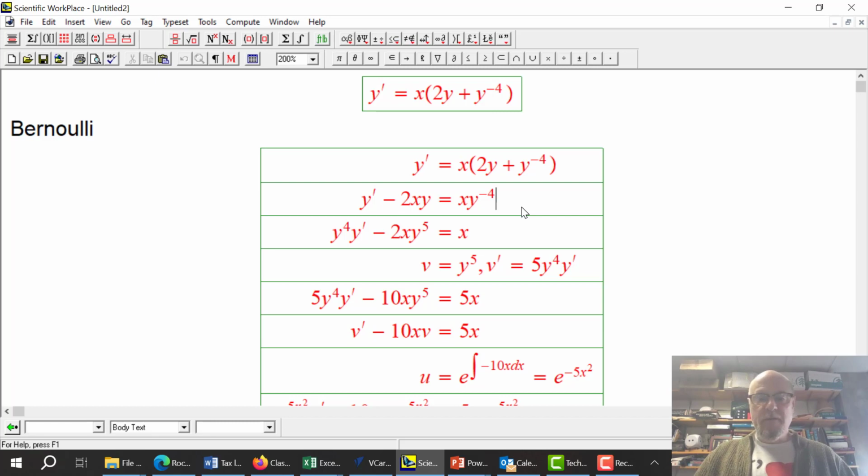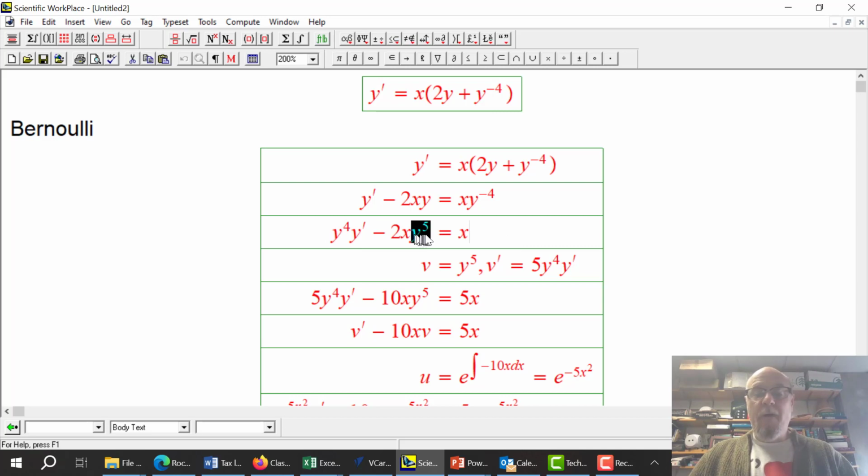That's a Bernoulli equation. So I'm going to multiply the whole thing through by y to the 4 to get rid of that y to the minus 4 on this side. So now it's just x. There's a y to the 4 here. y to the 4 times y is y to the 5. Common bases add the exponents. And now we're on our way to solving it with Bernoulli.